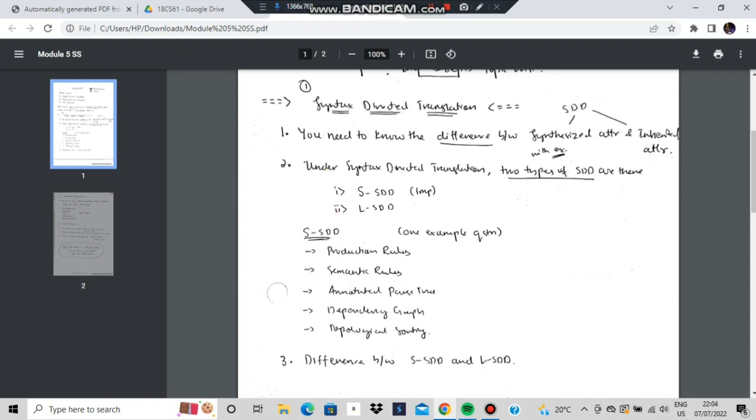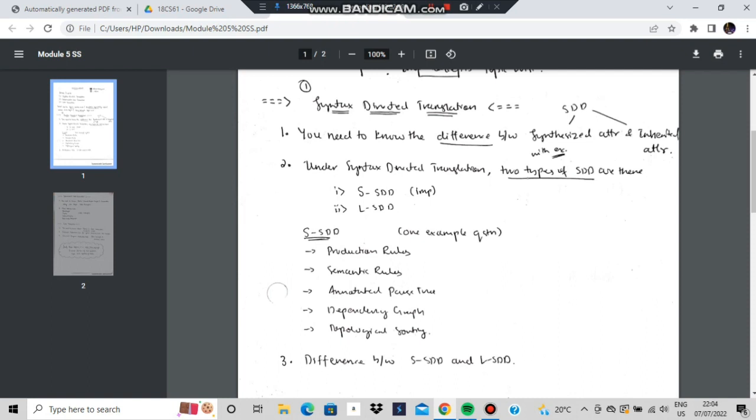The more important one is synthesized, and this is far easier as well, and from the exam point of view more questions are asked from synthesized. So in this video I'm just going to explain S of SDD, because I couldn't find any question in the previous papers regarding L of SDD and the inherited ones. I'll just explain this one, and that would cover 80 to 90% of the module.